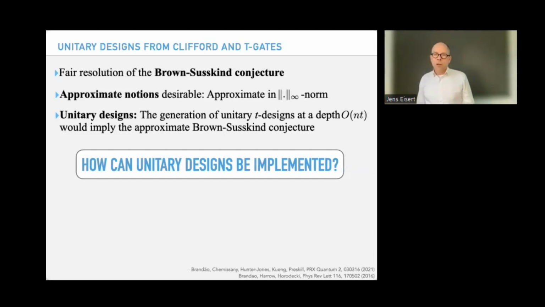There is a way one could resolve this via so-called unitary designs. Now, the argument goes that the generation of unitary T designs at a depth of the order n times T would imply the approximate Brown-Susskind conjecture. To remind you, unitary designs are tremendously useful tools. They're a collection of unitaries that look random, or more precisely, you would have a T design if the Tth moments or less of the Haar measure would be mimicked by this collection of random unitaries. So we'd have a two design if the average over this finite collection of unitaries would give rise to exactly the right two second moments of the Haar measure, and so on.